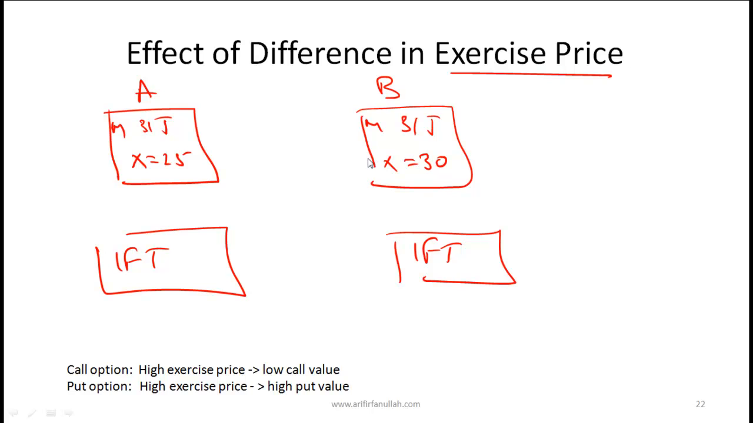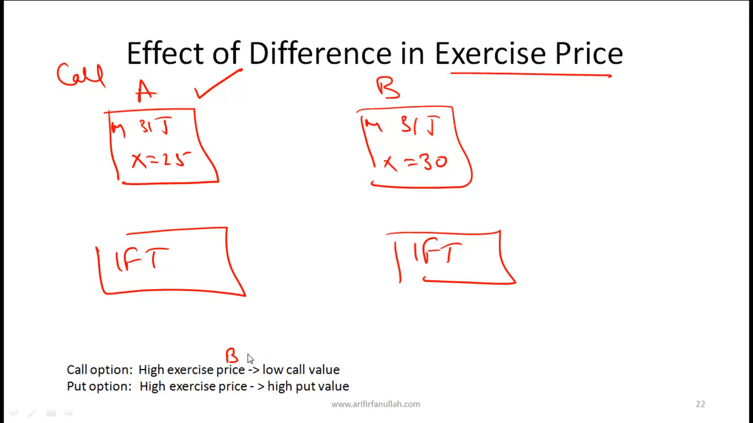Which one is more valuable? And the answer obviously is A, because the right to buy at 25 is clearly more valuable than the right to buy at 30. So when we are talking about call options, then a higher exercise price, as we had for B, means the value of the call option will be lower.